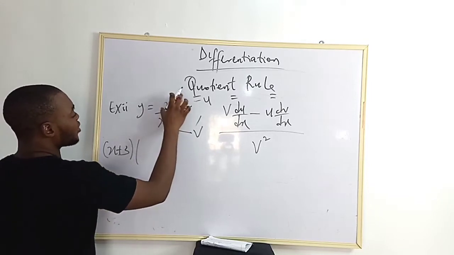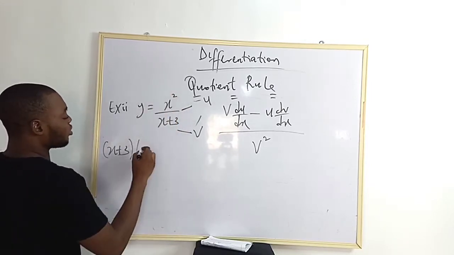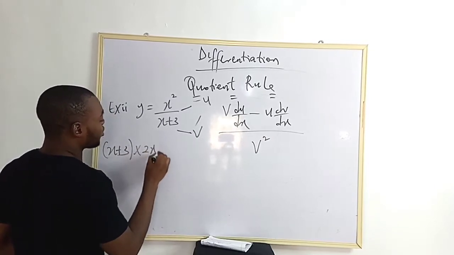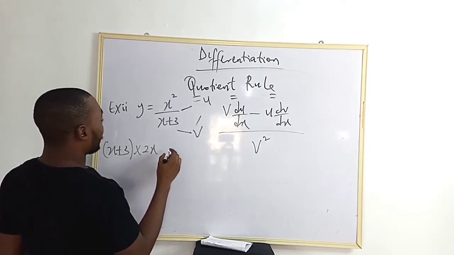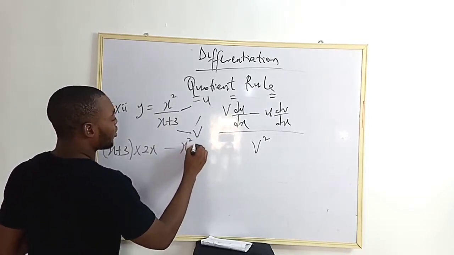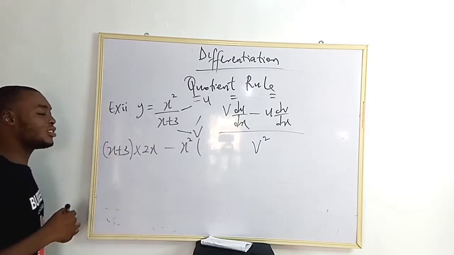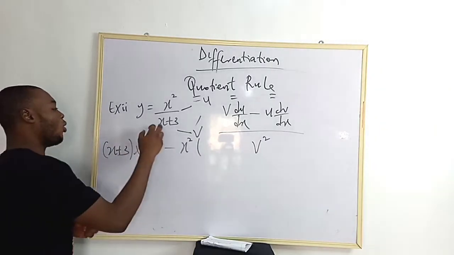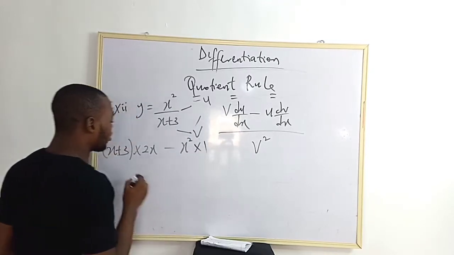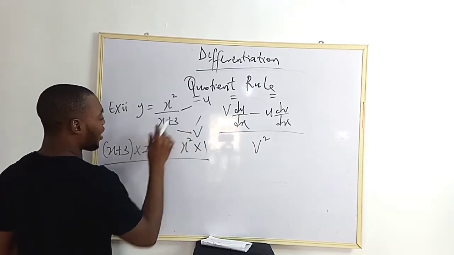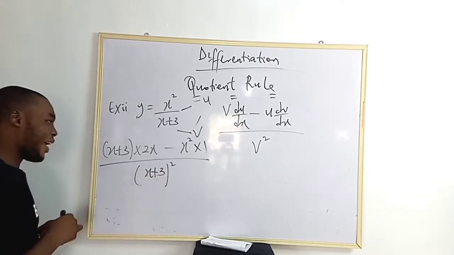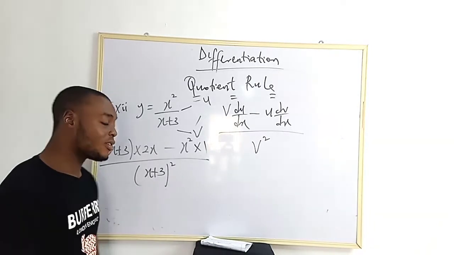Then du/dx, differentiate x squared. The derivative of x squared is 2x. So times 2x, minus u, which is x squared, times dv/dx. Differentiate the denominator: the derivative of x is 1, the derivative of 3 is 0. So that is x squared times 1, all over v squared, which is x plus 3, everything squared.